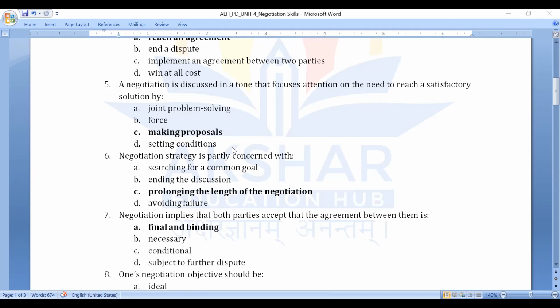Negotiation strategy is partly concerned with what? It is partly concerned with prolonging the length of negotiation. It is very least concerned with it. The negotiation strategy is you need to come to a conclusion as soon as possible. You don't need to prolong the negotiation.